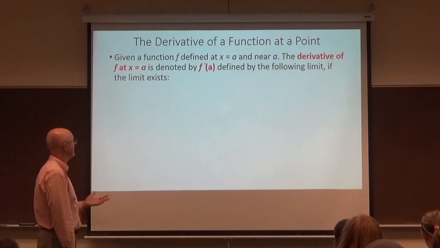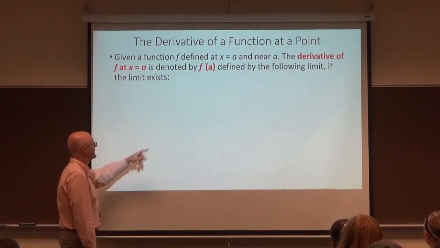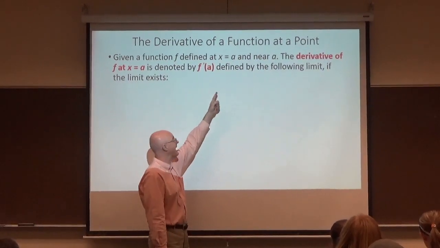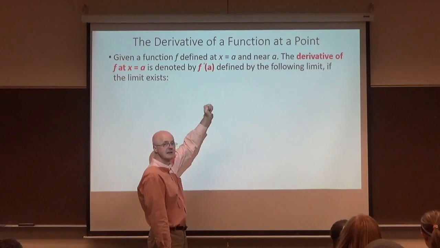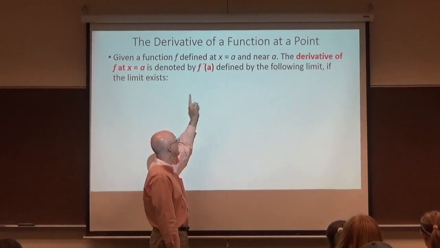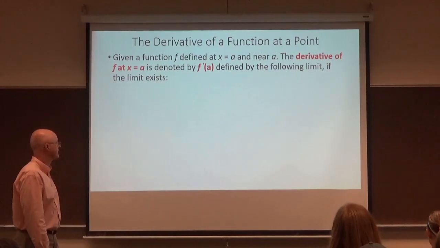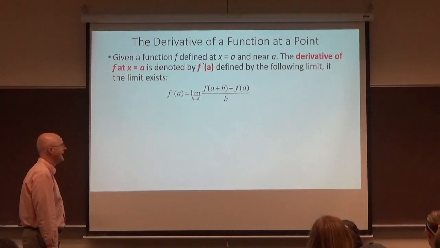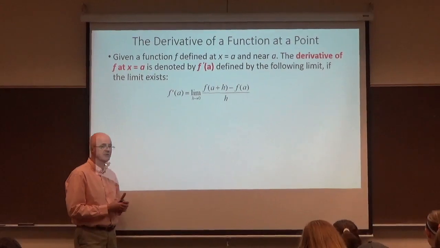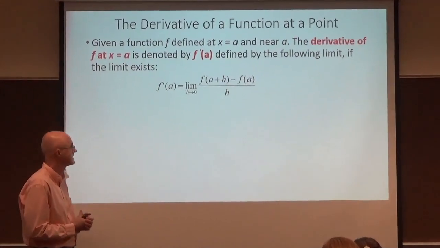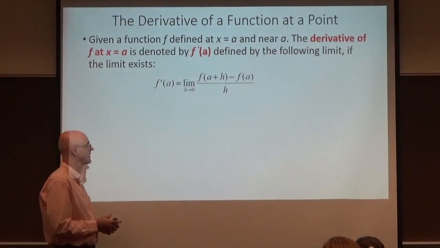The derivative of f at x equals a is denoted by, again, f prime of a is what you say, and you put that little apostrophe in there to indicate the derivative. That's not a typo, that's essential. And it's defined by the following limit if the limit exists. And I dispensed with the delta x here and just used h. Okay, so it's the limit as h goes to 0 of this thing.